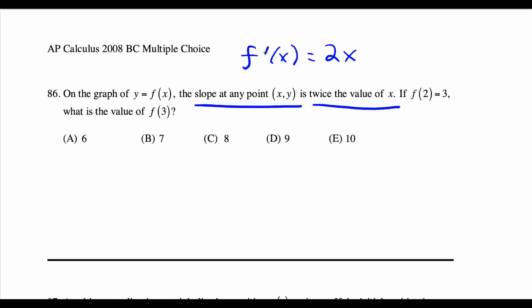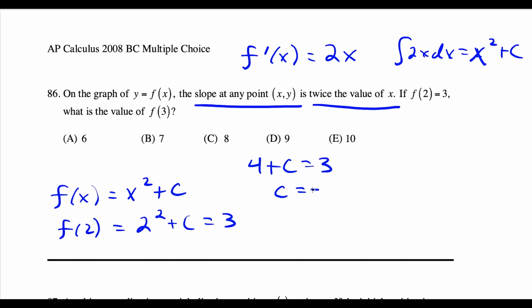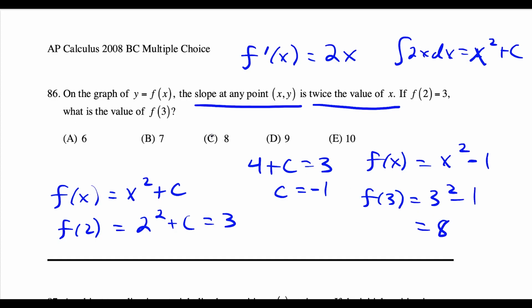And then they're telling us if f of 2 is equal to 3, what is the value of f of 3? Well, if f prime of x is equal to 2x, we could just do the antiderivative of 2x to find f of x. So the antiderivative of 2x, we could do that on the side, is going to be x squared plus c. So we're just using the power rule here. But now we could use the initial condition to solve for the value of c. f of 2 is equal to 3, but f of 2 is equal to 2 squared plus c, which is going to be equal to 3. And that tells us if 4 plus c is equal to 3, c is equal to -1. So the particular solution here, f of x, is equal to x squared minus 1. So if we want to find f of 3, it is equal to 3 squared minus 1, and 9 minus 1 is equal to 8. So this is going to be choice C.